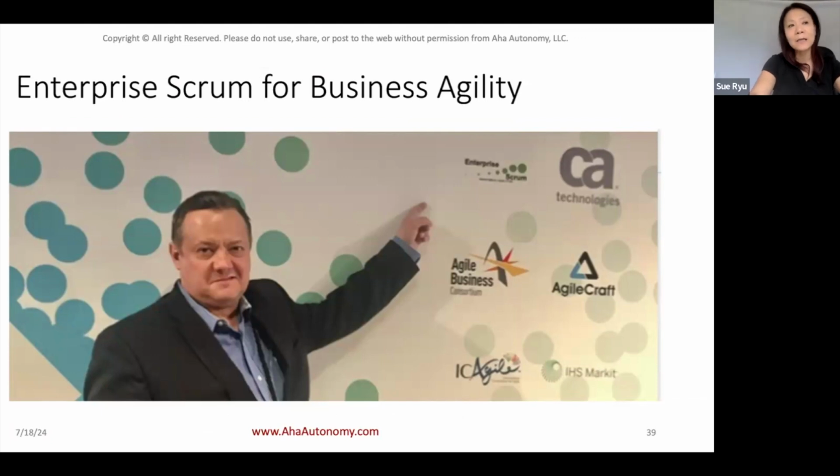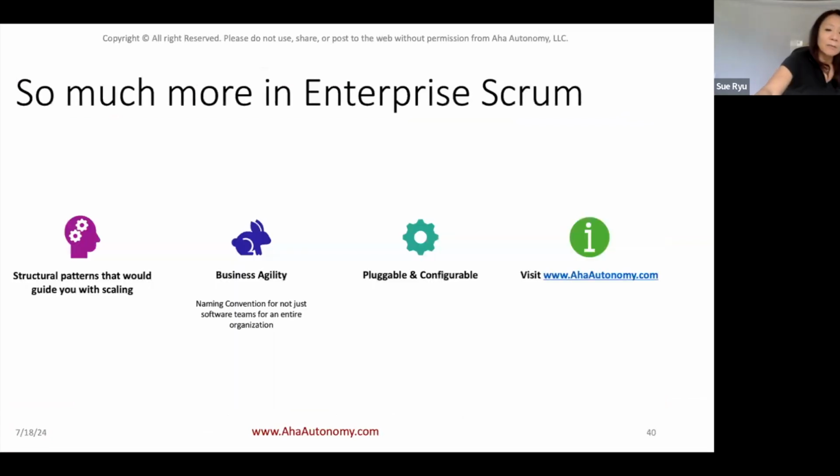As I was saying, Mike, this is just one part. He was a genius, and he made so many changes to fit the needs of business agility. First thing he did is change the terms, because terms are very important. He also has a different kind of structure pattern that we can leverage from what he has done. For business agility, he changed the naming convention, because business agility is not just for development, it's for the whole organization. So things like sprint don't really make sense. He changed that to cycle, so it can be one sprint or a long period. And he made Enterprise Scrum very pluggable and configurable.